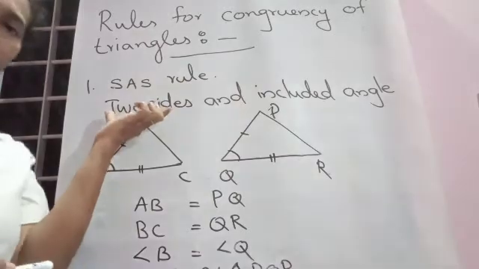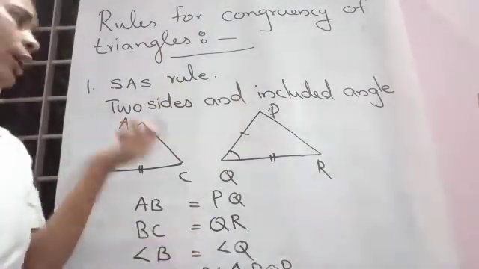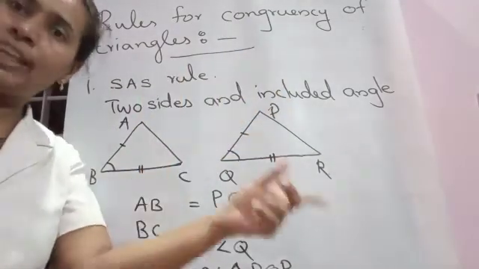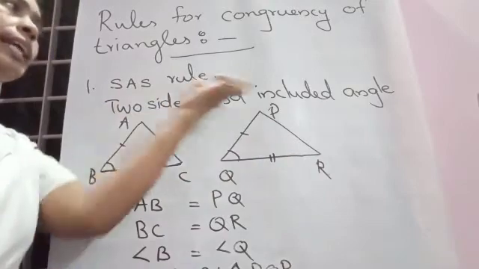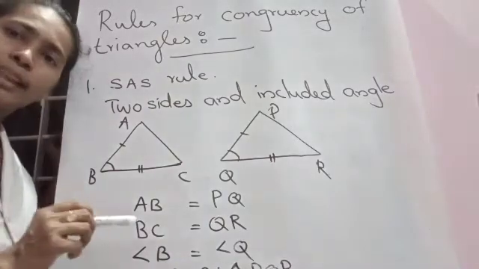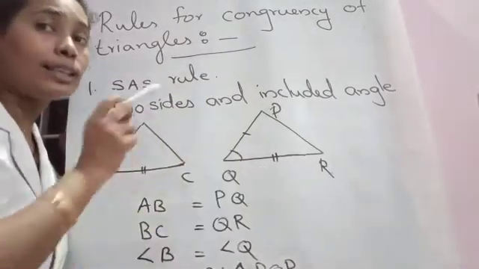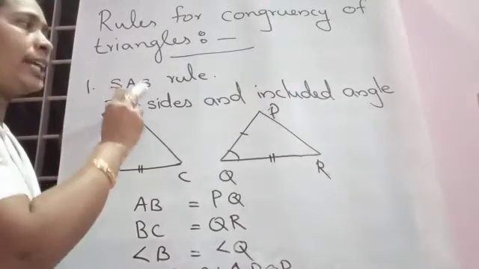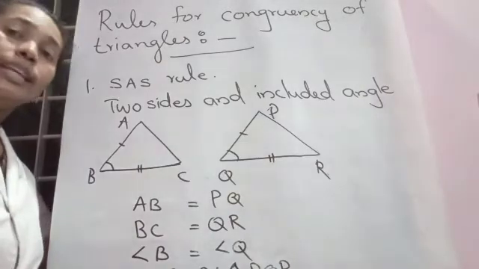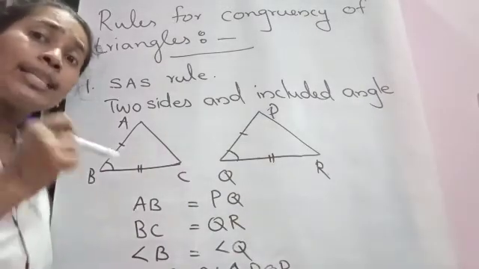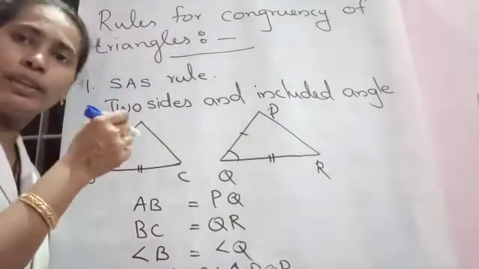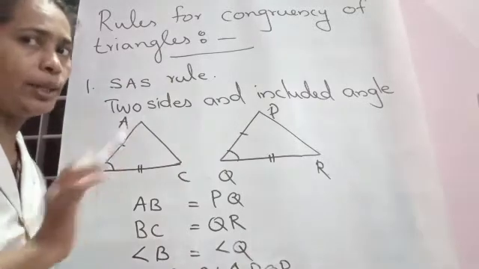That is, the rule says that if in a triangle, two sides and included angle are respectively equal to two sides and included angle of other triangle, we can say that the two triangles are said to be congruent. SAS of one triangle are respectively equal to SAS of other triangle. SAS means two sides and the angle between them, or angle formed by them. Then only it is possible. Any angle, any two sides, it's wrong.